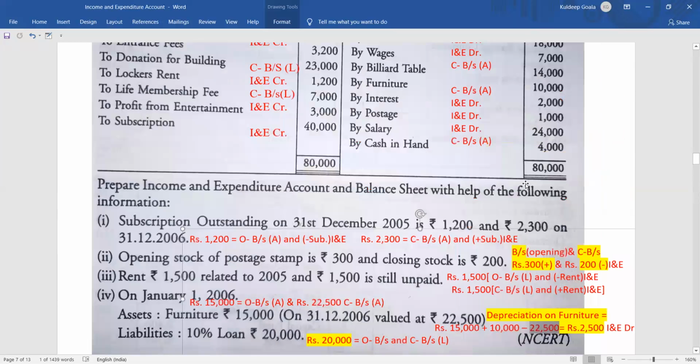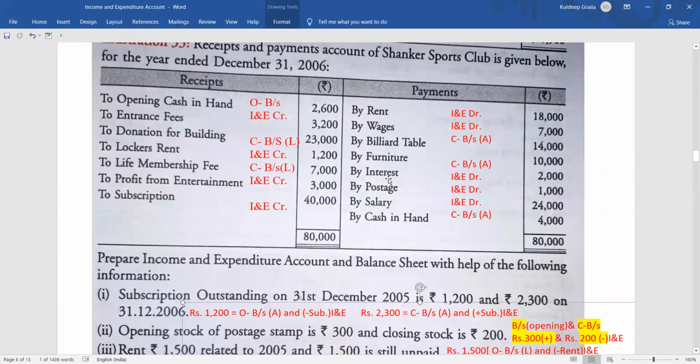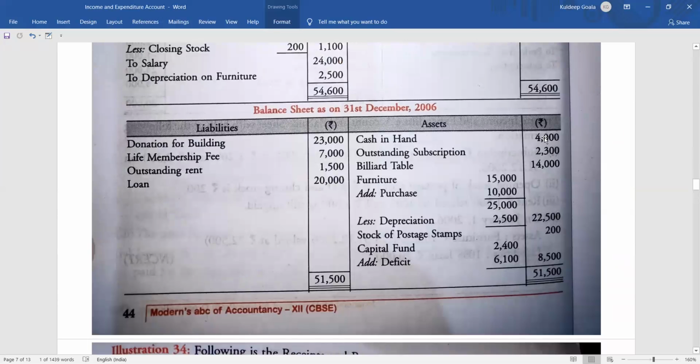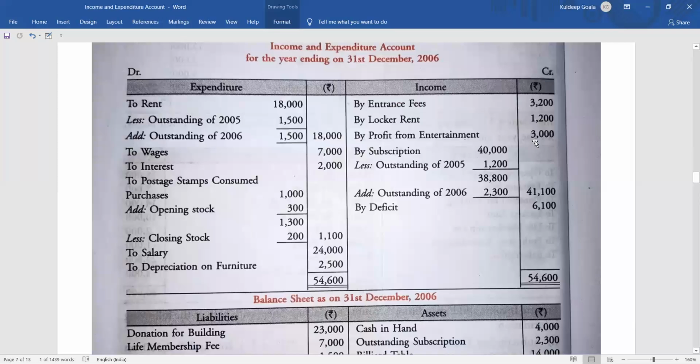Then going to the next one. What is the next one? Interest will not come here. Closing balance sheet, cash in hand. Cash in hand 4,000 will come. So you can see here cash in hand 4,000. Okay, now let's move to the adjustment.